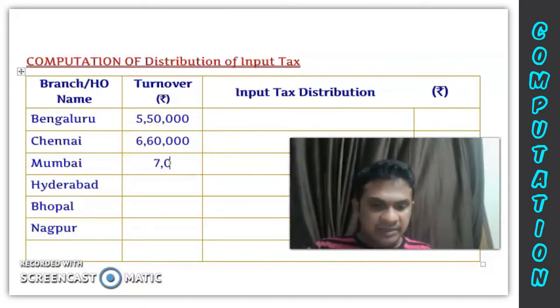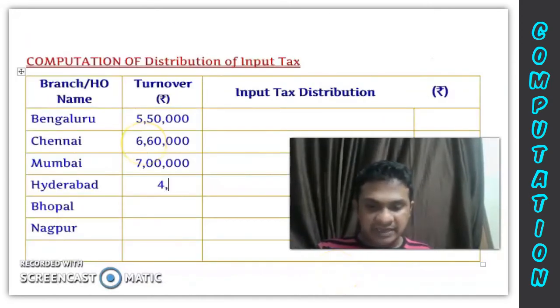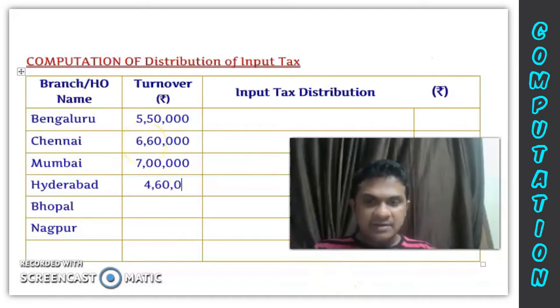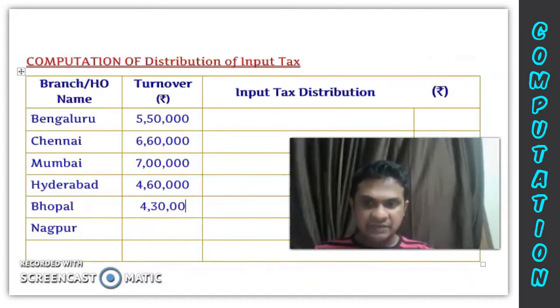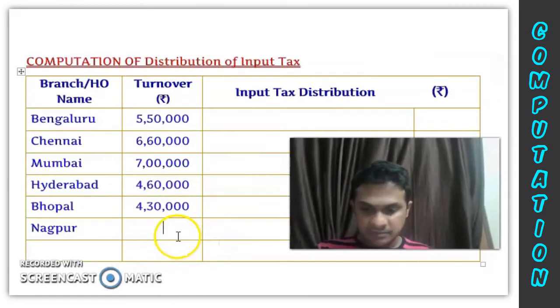Sorry, Mumbai is 7 lakh, and then Hyderabad 4,60,000. Bhopal is 4,30,000. I'll write the amount here and then we will check whether it is right or wrong. Okay, 4,30,000. Yeah, it is correct. Then Nagpur, it is 2,50,000. Okay.